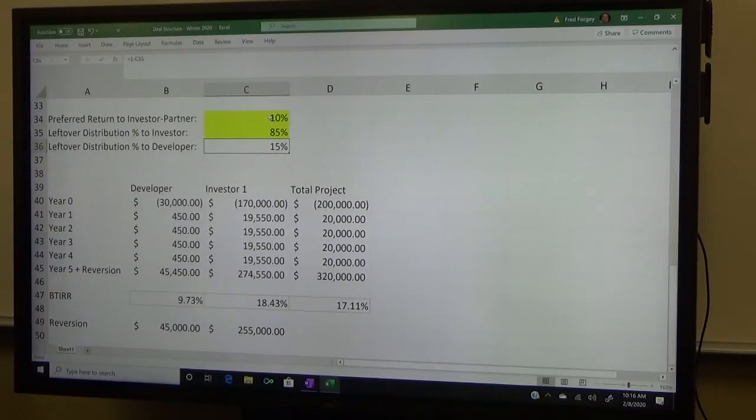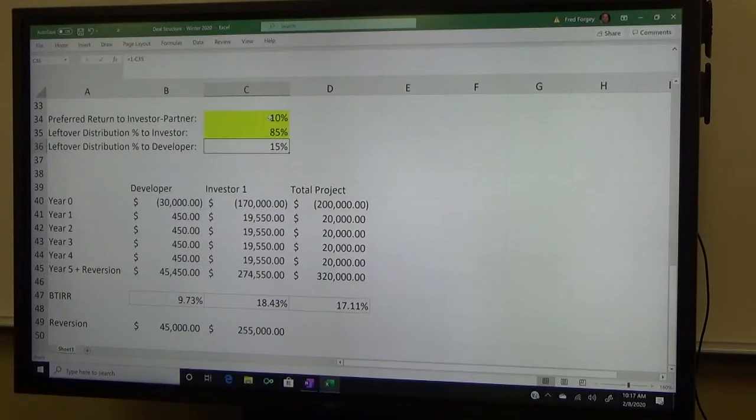Lovely. Okay? This is not the worst possible deal, but this is a bad deal for the developer, because all they're really getting is what they put in terms of the 15% distribution at the end, just the leftovers, while you're paying the investor this preferred return up front. So it's pretty much screwing them out of a reasonable rate of return. Based on the money they're putting in, they're only getting a 9.73% return, and so the developer basically is walking away with very little.